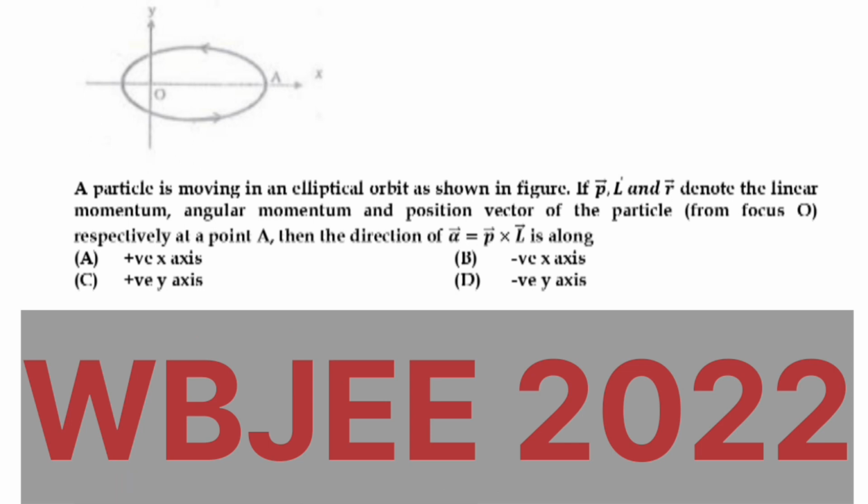In WBJEE 2022, the question was relating to a particle which was moving in an elliptical orbit. Its linear momentum, angular momentum, and the radius vectors were given. It was not shown in the diagram, but it was told about those things, and it was asked to find out the direction of a vector alpha, which is defined by the cross product of linear momentum P and the angular momentum L.